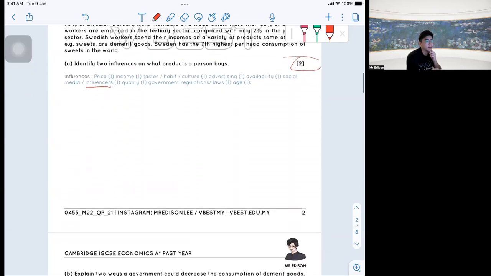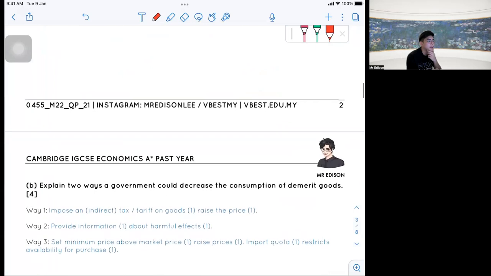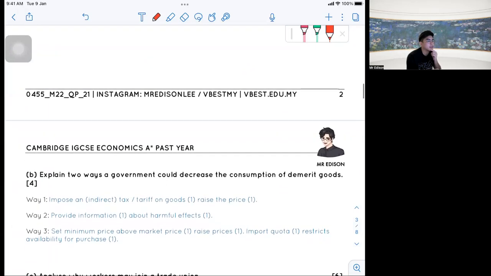All right, now let's look at it. Explain 2 ways the government could decrease the consumption of demerit goods. This one is in our chapter 2.10, market failure. This one is the chapter for market failure. A way for you to reduce the consumption of demerit goods.